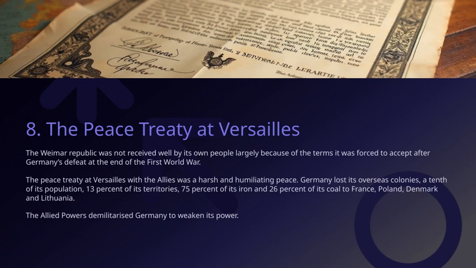Another key point is that the Allied powers aimed to weaken Germany militarily. They demilitarized the country, which meant reducing its armed forces significantly. All of these harsh terms fueled resentment and instability, and they are crucial to understanding the challenges the Weimar Republic faced in trying to rebuild Germany after the war. These treaty conditions also connect to the broader themes of how peace agreements can sow the seeds of future conflict.